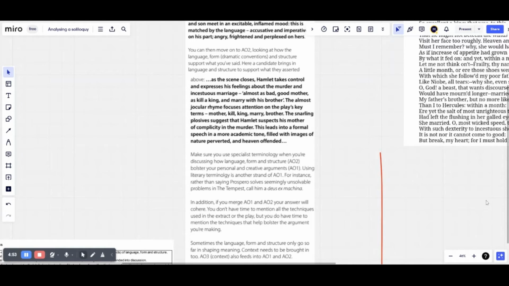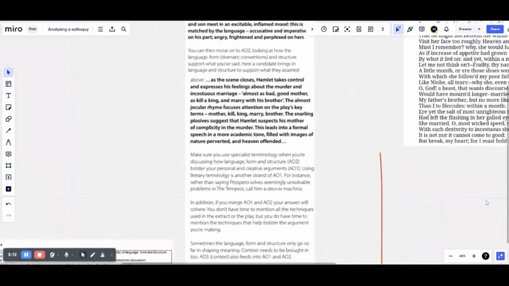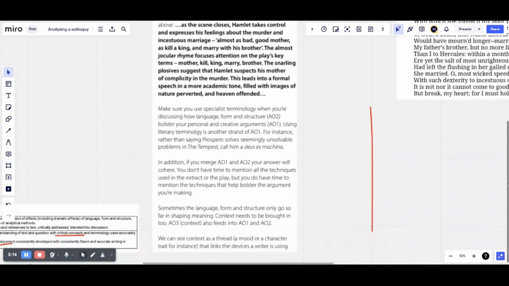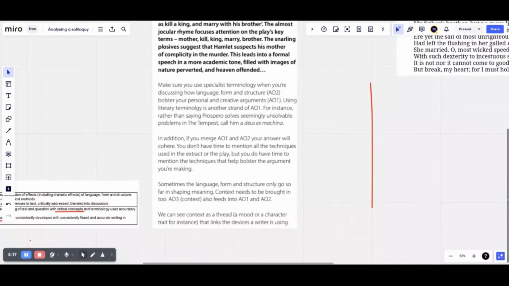Make sure you use specialist terminology when you're discussing how language, form and structure, AO2, bolster your personal and creative arguments, AO1. Using literary terminology is another strand of AO1. For instance, rather than saying Prospero solves seemingly unsolvable problems in The Tempest, call him a deus ex machina. Boom. In addition, if you merge AO1 and AO2, your answer will cohere. You don't have time to mention all the techniques used in the extract or the play, but you do have time to mention the techniques that help bolster, support the argument you're making.